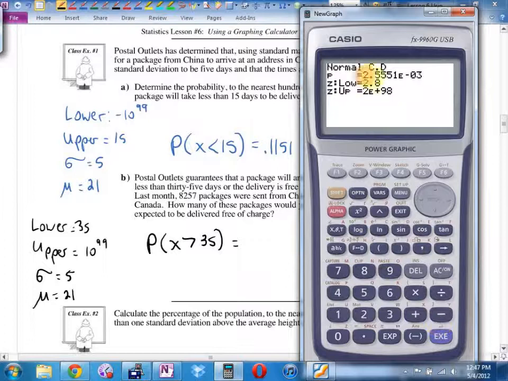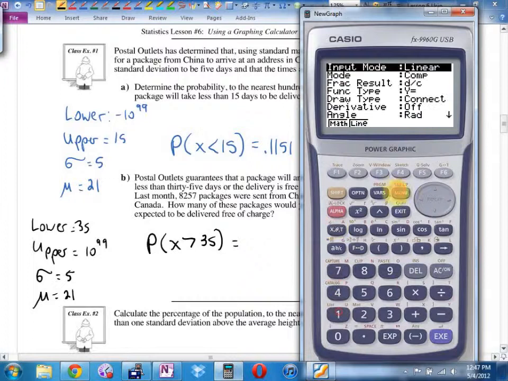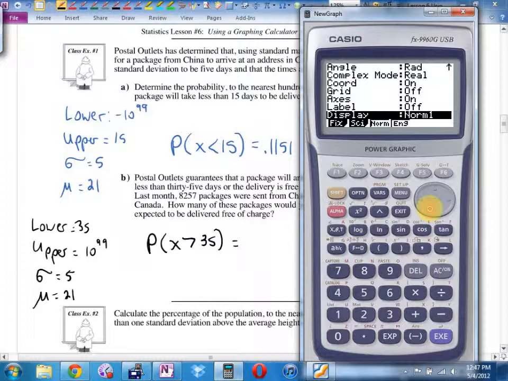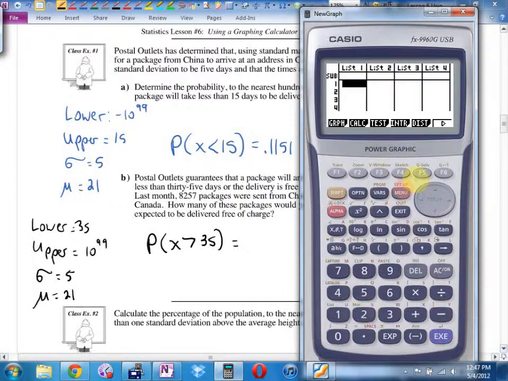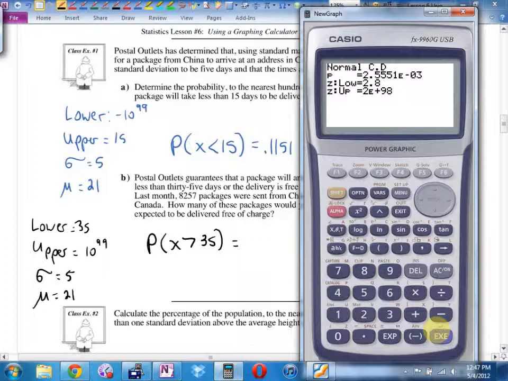Do you guys get an answer like that? Scientific notation. Hang on a second. See if I can fix this. Second function set. We might be stuck with that. Hang on. Norm. Nope. Okay. You get 2.5551 negative 3.